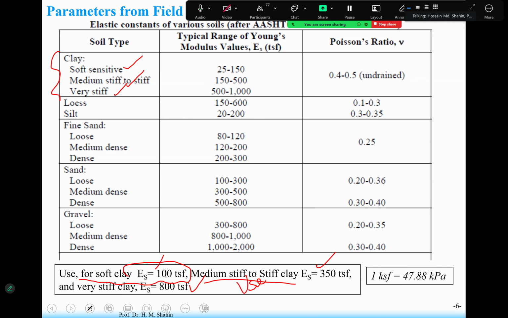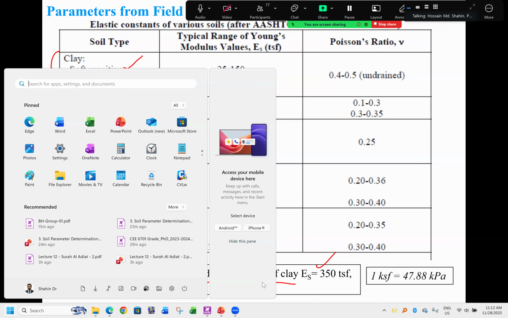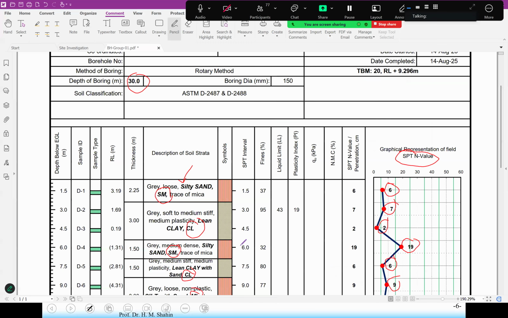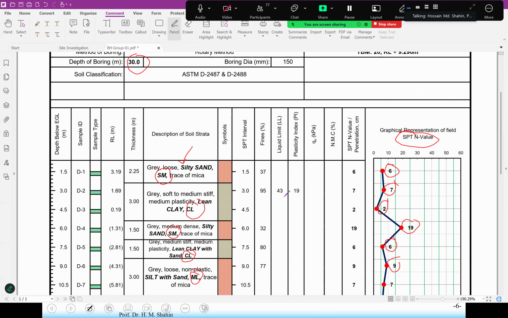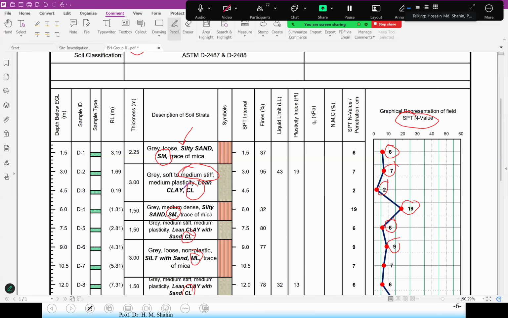It is written in your soil report, stiff clay or medium stiff clay, so we can see whether it is written or not. You see here it is written medium soft to medium stiff clay. What will you use? Soft to medium, so medium stiff, you have to use this. Here also medium stiff. You see, medium stiff.